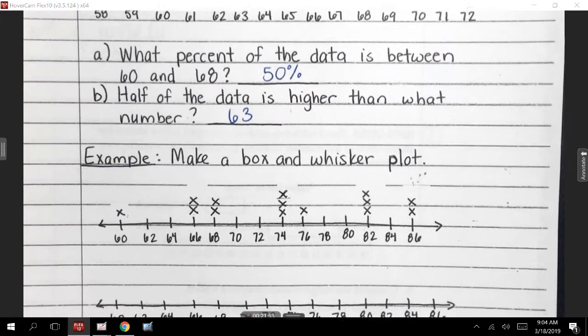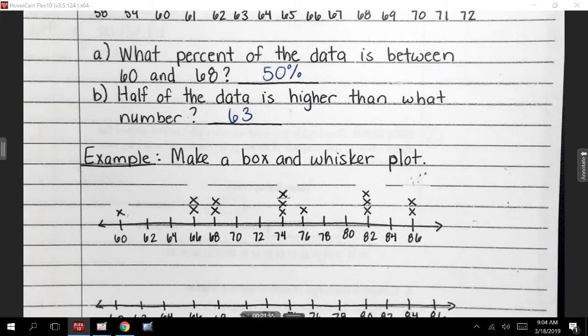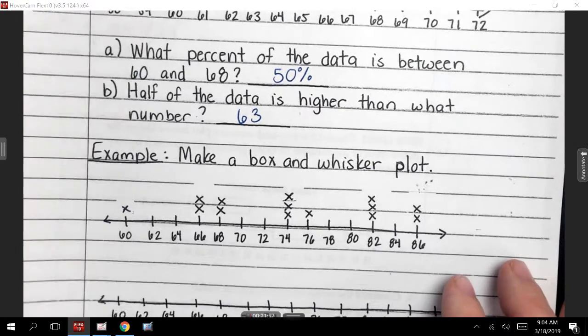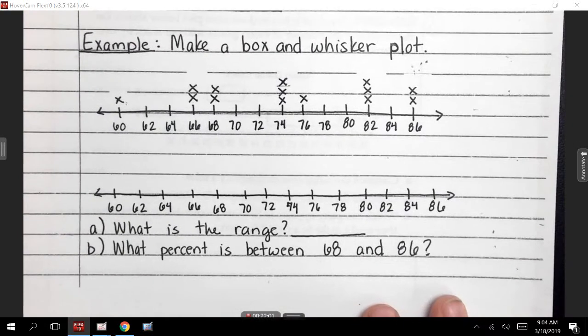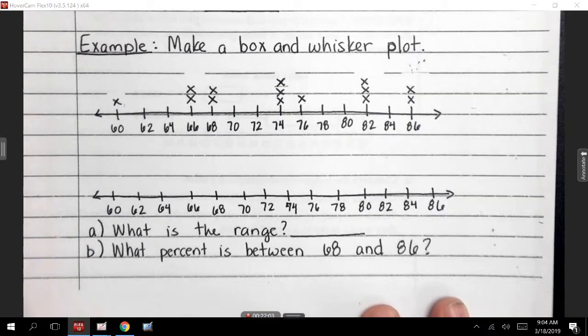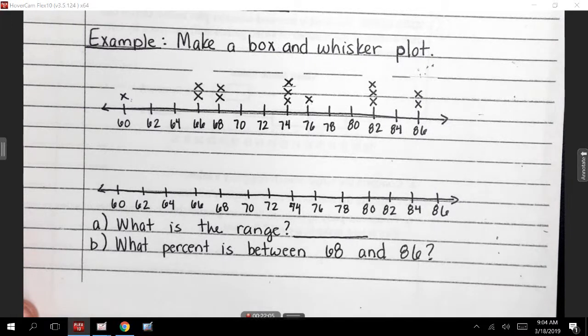All right. Are there any questions about that first example? So y'all ready to do one a little bit more independently, maybe? All right. First thing I'm going to do on example 1, make a box and whisker plot. What do I need to do first? Willie, what do I need to do first to make a box and whisker plot?